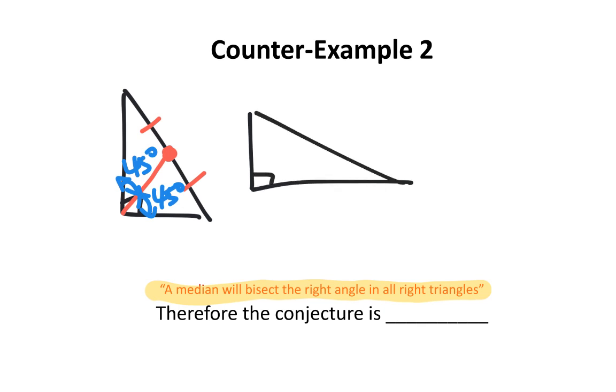Again, I'm going to construct a midpoint right over here, and I'm going to draw a median from this midpoint to that vertex. Again, if you take a protractor, that angle would measure to 45 degrees, and this angle would measure to 45 degrees as well. Therefore, this median does bisect the right angle. Let's take a look at a third right triangle.